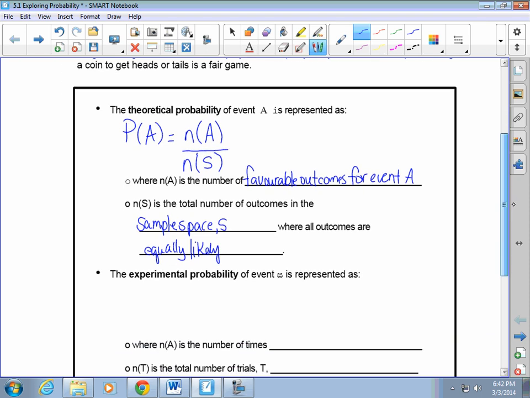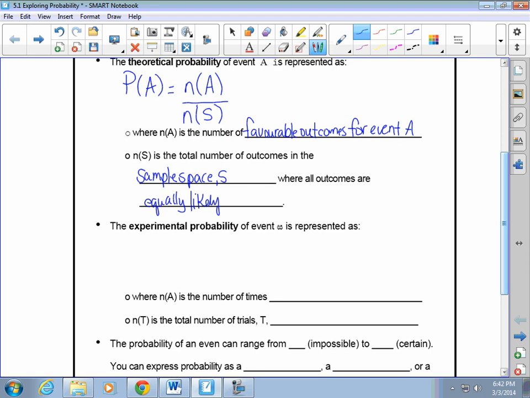Experimental probability of an event A is represented as the probability of A is equal to n(A) over n(T), where n(A) is the number of times the event A occurred, so that it actually happened, and n(T) is the total number of trials T in the experiment.